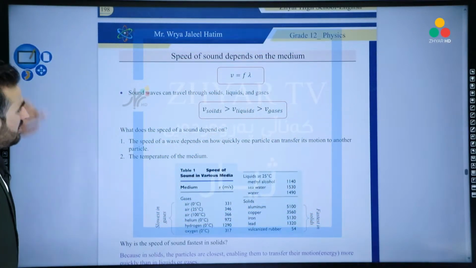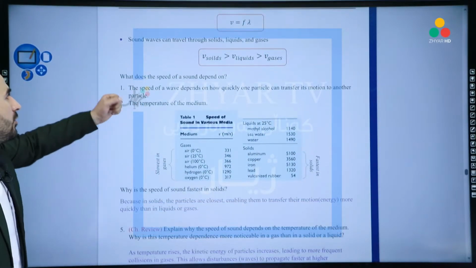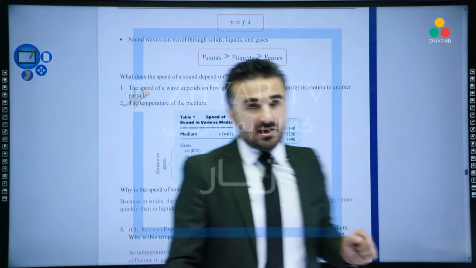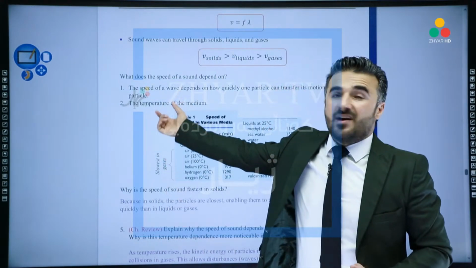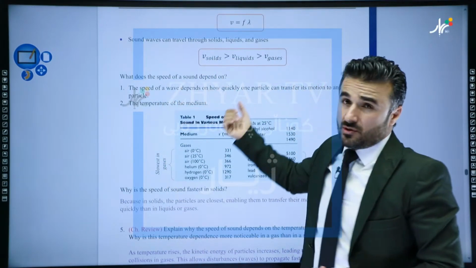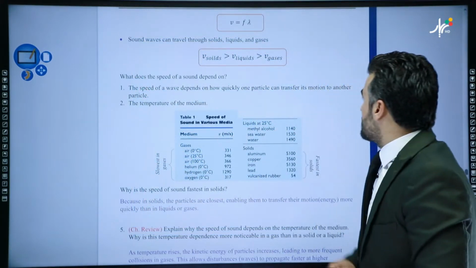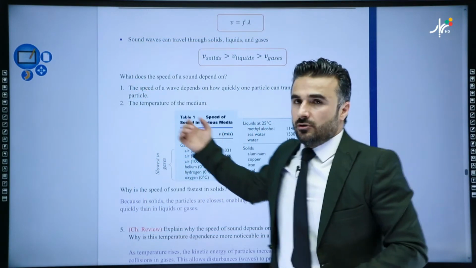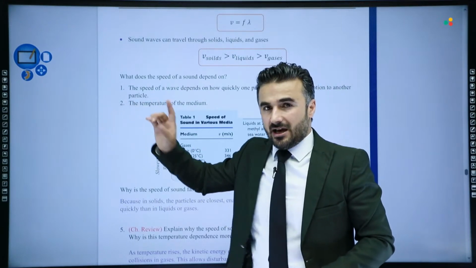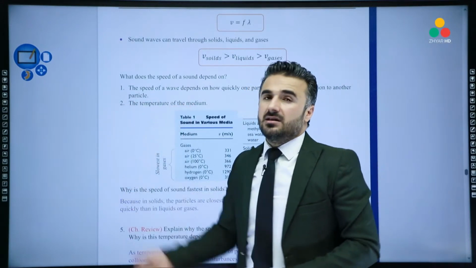And you can see this table here, or before that we have a question that says, what does the speed of sound depend on? You can see that it depends on two factors. It depends on how quickly one particle can transfer its energy, the disturbance or the motion, to the neighboring particle. That is one. Second, it is the temperature of the medium.